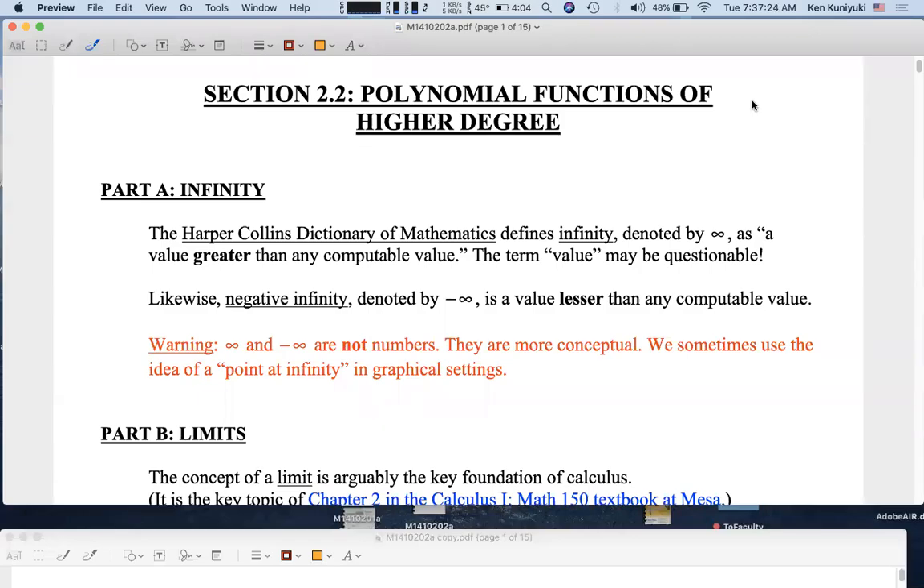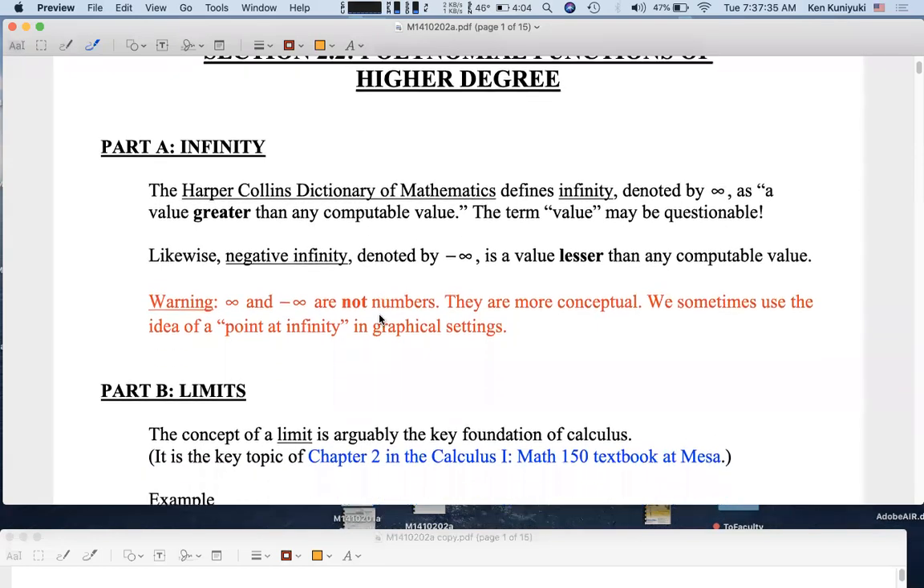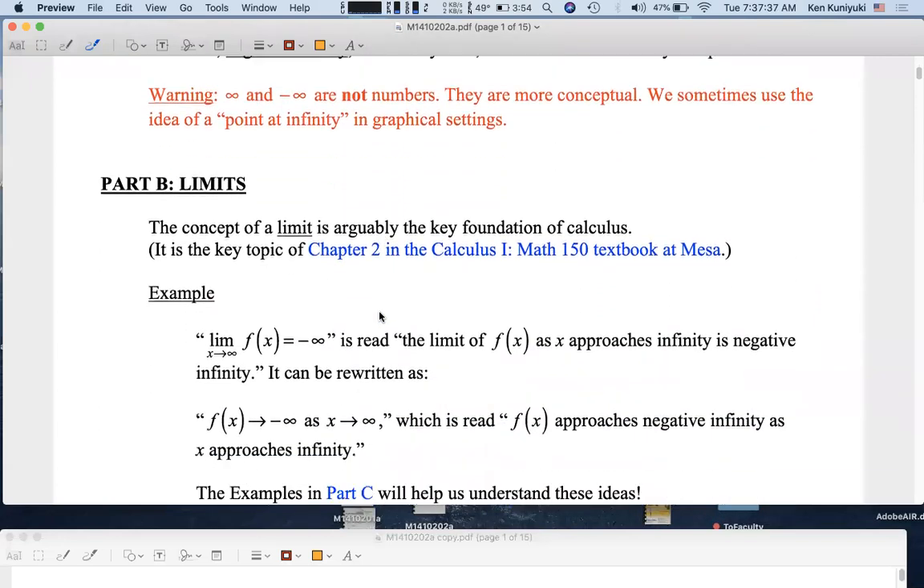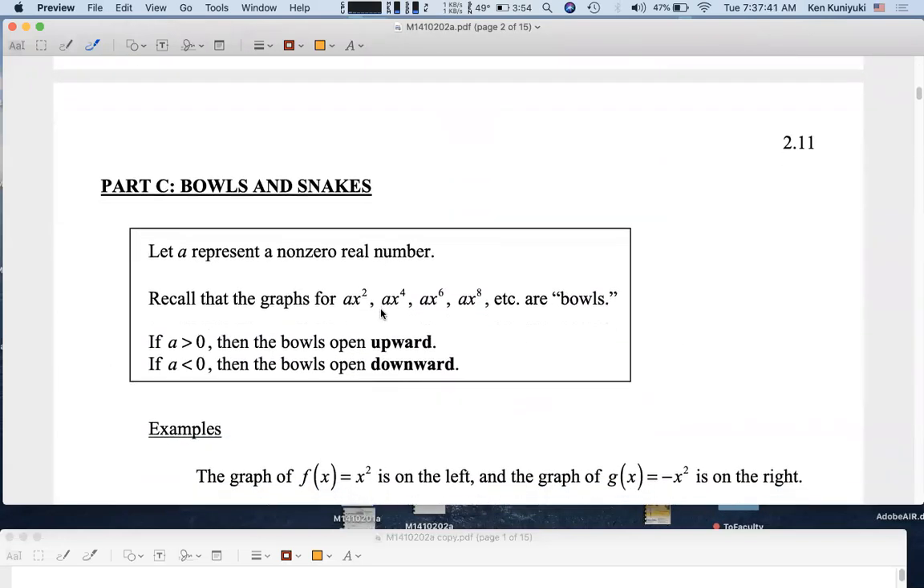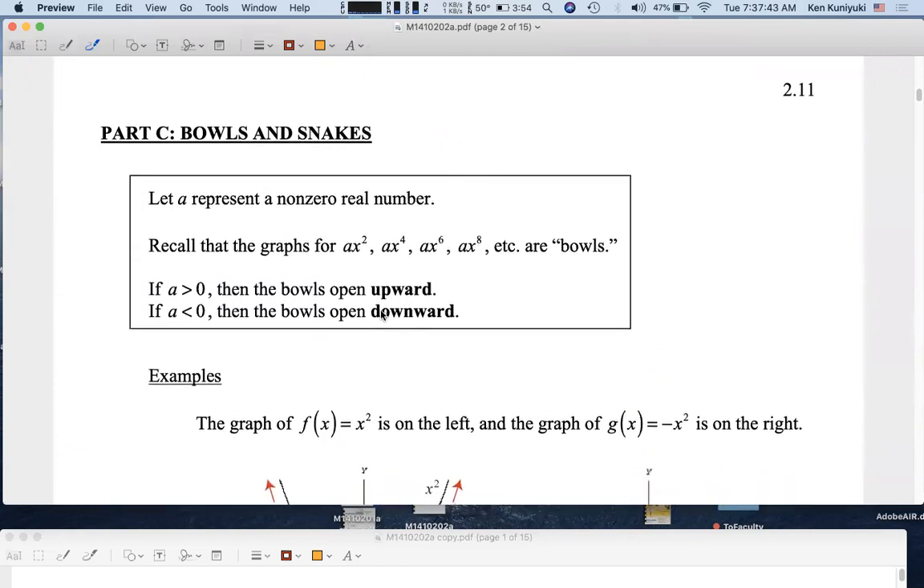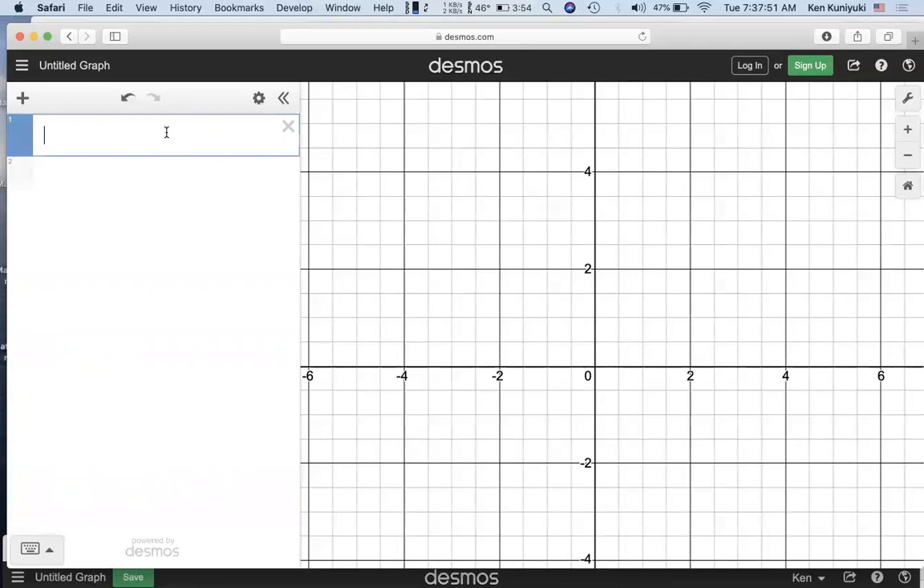Hi everyone. In section 2.2, we'll look at graphs of polynomials of degree 3, 4, and so forth. We'll discuss ideas of infinity and limits in our examples. Let's go straight to bowls and snakes. In the long run, non-constant polynomial graphs will look like bowls or snakes. So let's get straight to Desmos.